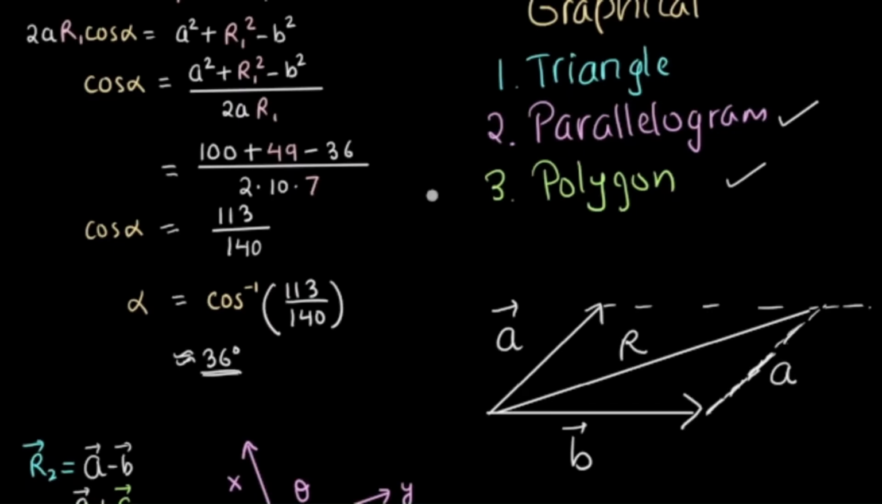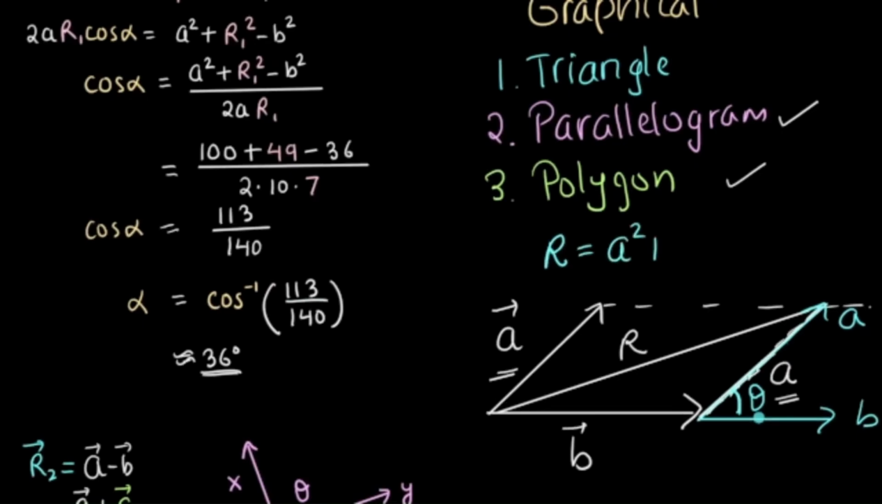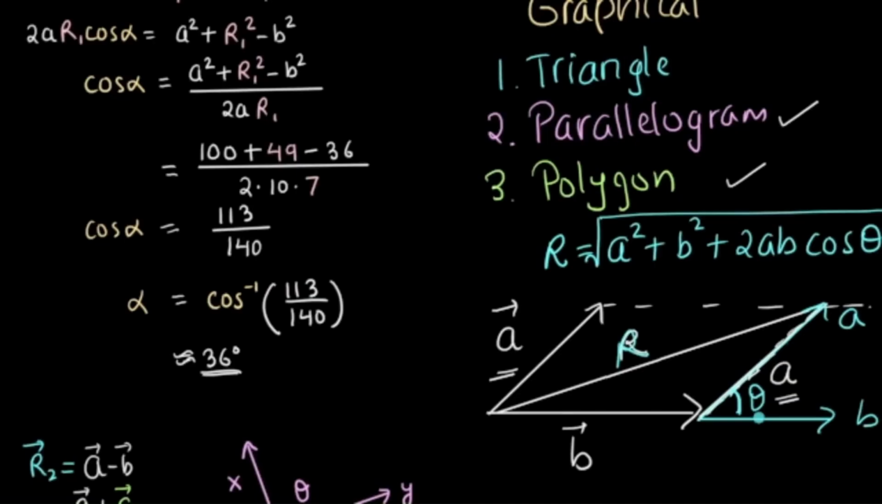Now this right hand side of the parallelogram has the same dimensions as vector A. It has the same length as vector A. Here, this is an extension of vector B and vector A is going this way. So this angle here is the angle between vector A and vector B. So using the same formula that we have learned, where R is equal to A squared plus B squared plus 2AB cosine theta, you can figure out the value of R. Or you could have used the law of cosines.